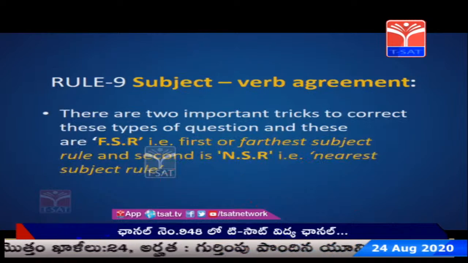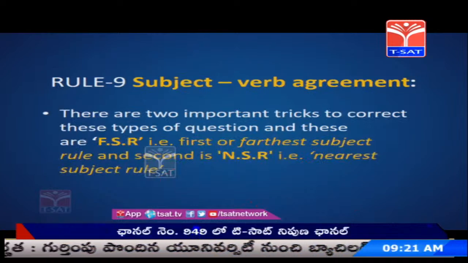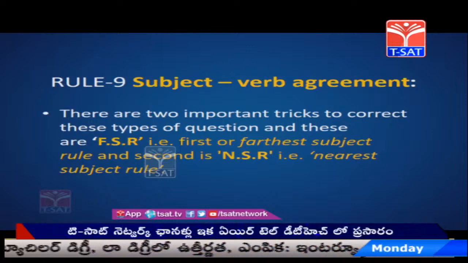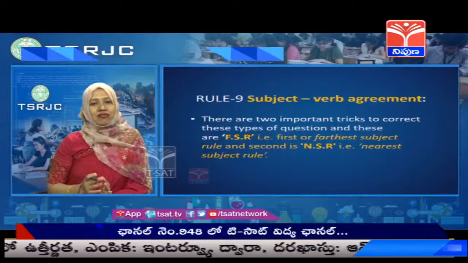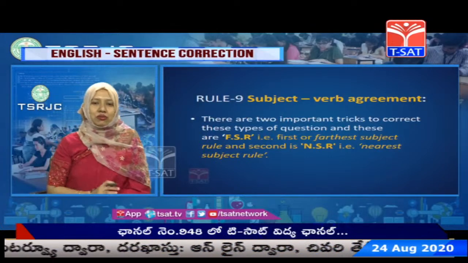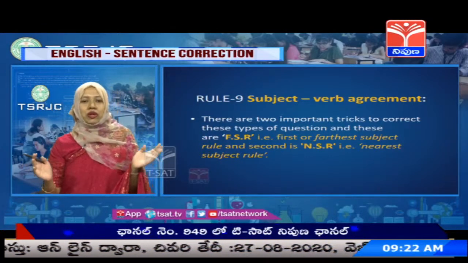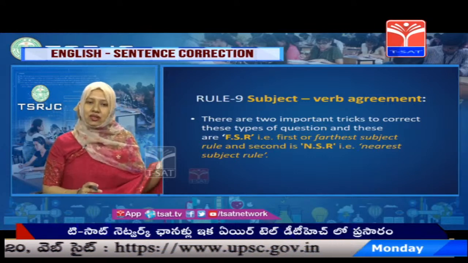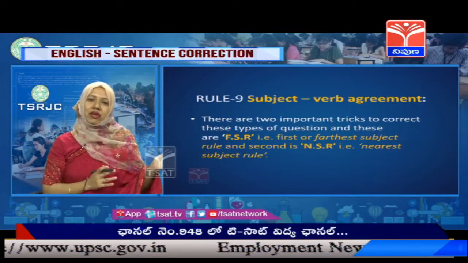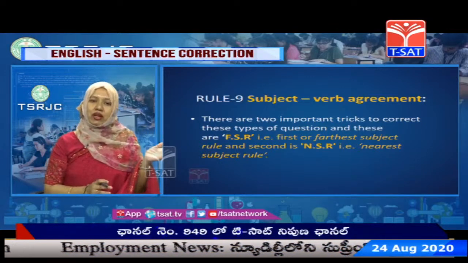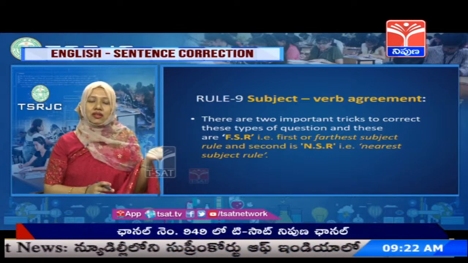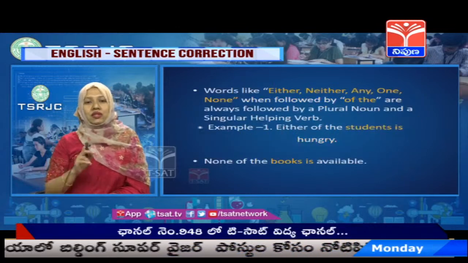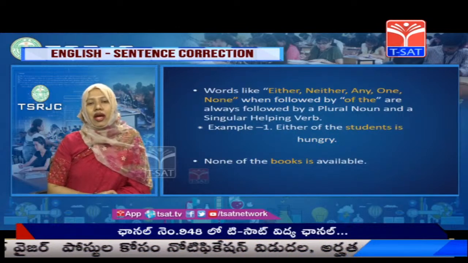Next rule, rule number 9. There are two important tricks to correct these types of questions. We have the farthest subject rule and the nearest subject rule. Sometimes there may be more than one subject, two subjects. So one is very close to the verb, one is very far from it. If it is in the beginning of the sentence, it is called the farthest subject. If it is near the verb, it is called the nearest subject. Now what is this rule? Let me explain with the help of an example.